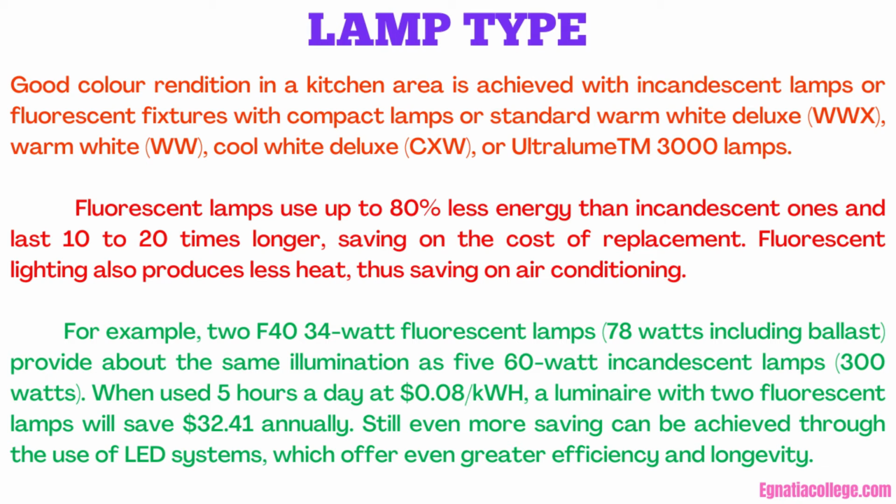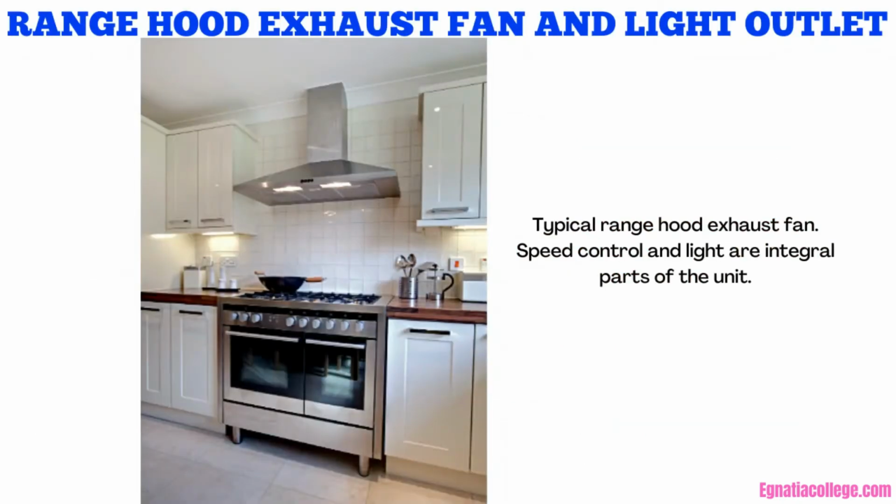Range hood exhaust fan and light outlet. The exhaust fan outlet is connected to panel circuit A23 at 15 amperes, 120 volts. The exhaust fan has 2 lamps at 9 watts, 18 watts altogether, and a motor at 120 volts, 1.33 amperes, for a total wattage of 178 watts.